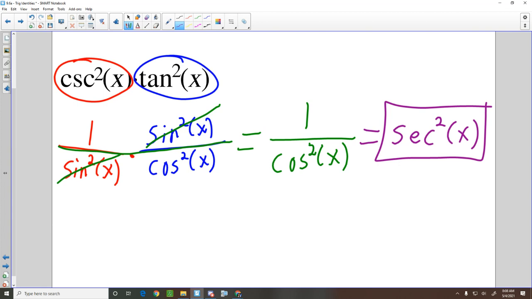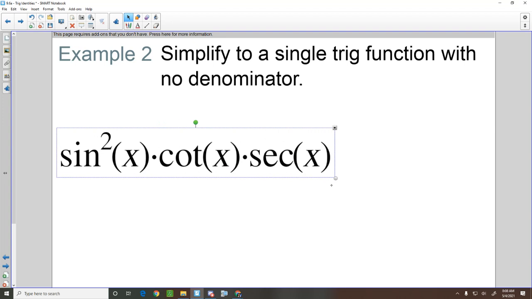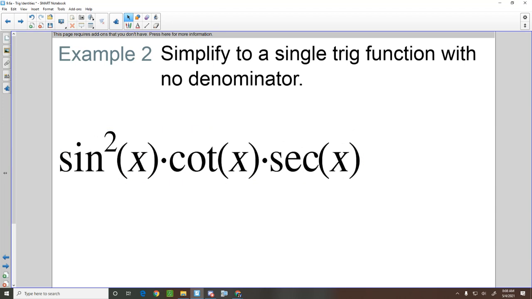All right. Go ahead and try this one on your own. Let me make that a little bit bigger for you. Ooh, 3 trig functions. All right, so you've got the sine squared times the cotangent times the secant. Rewrite that out. And I want you to try to simplify that into a single trig function. No denominators, just a single trig function for a single calculation. So go ahead, take each one of those and try rewriting them in terms of sine and cosine.